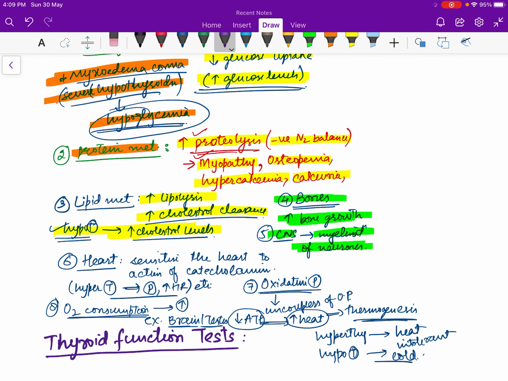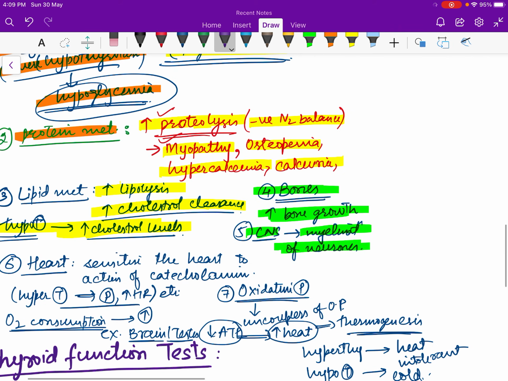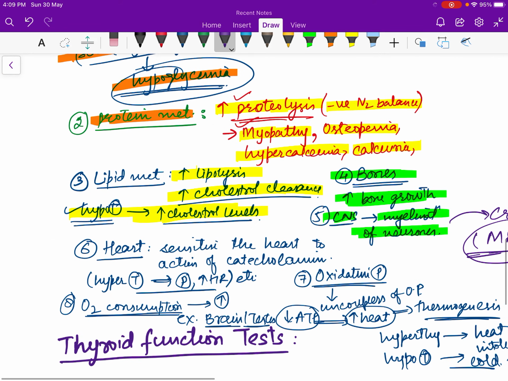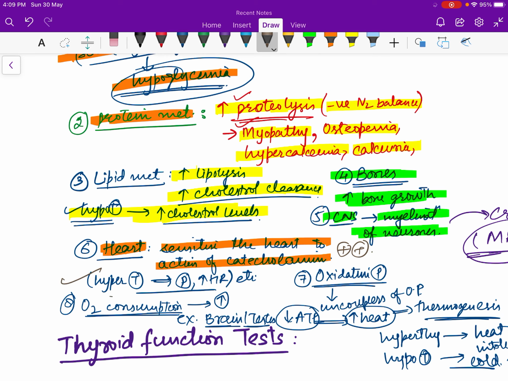That is the reason why if there is congenital deficiency of thyroid hormones, it can cause cretinism, which is characterized by mental retardation. So mental retardation will be seen in this case. In case of the heart, there's an indirect effect seen. They sensitize the heart to the action of catecholamines, so there will be a stimulatory effect. So in hyperthyroidism, palpitations and increased heart rate are seen.